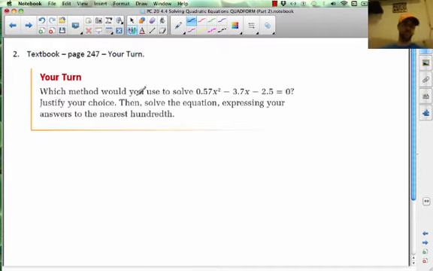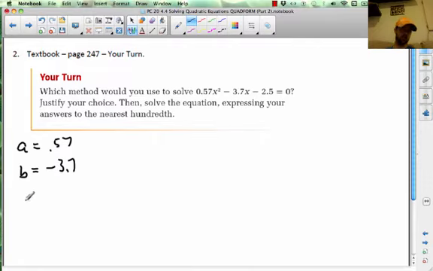Alright, so here's your turn. It says, which method would you use to solve this quadratic equation? Now, to me, when you have decimal numbers in front of the quadratic term, we are going to need the quadratic formula for sure. So justify your choice, then solve the equation. Justifying your choice, just knowing that 0.57 will not come equally out of all three of these terms. So A equals 0.57, B equals negative 3.7, and C equals negative 2.5.